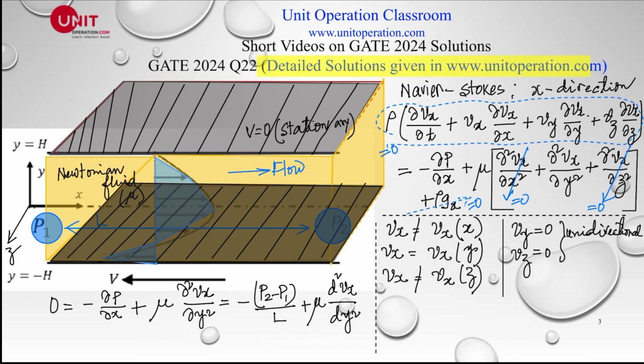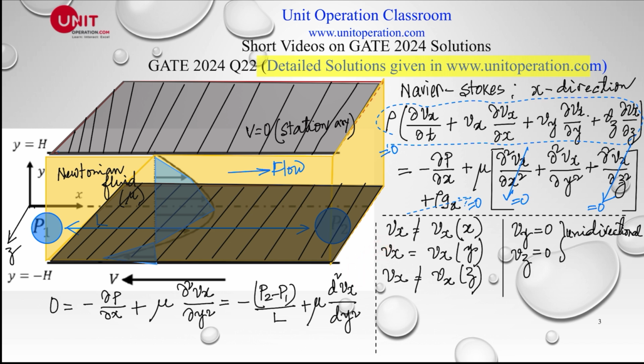This is equal to negative of del P over del X. And of course, this is given as P2 minus P1 divided by L, if we assume that to be constant, and this is mu, and this term of course remains. The rest of the terms are equal to 0. So we're writing this as negative of P2 minus P1 divided by L, the final minus initial. That way we write it, and this is the second derivative.